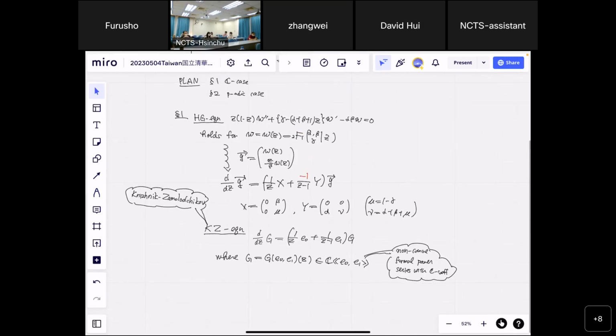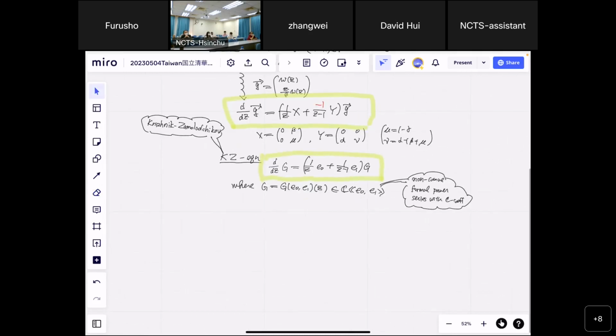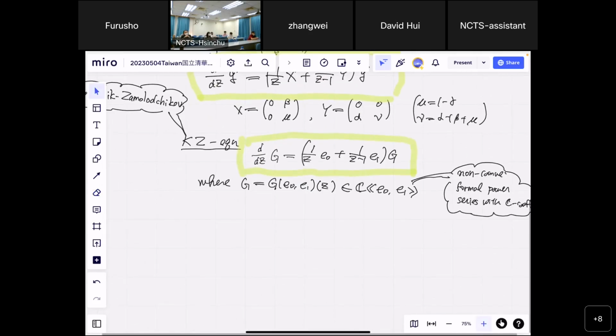So here you have two equations. One is the hypergeometric equation, this one. We also have the KZ equation, this one. The hypergeometric equation and the KZ equation look very similar. Indeed, there is a relationship between HG and KZ.